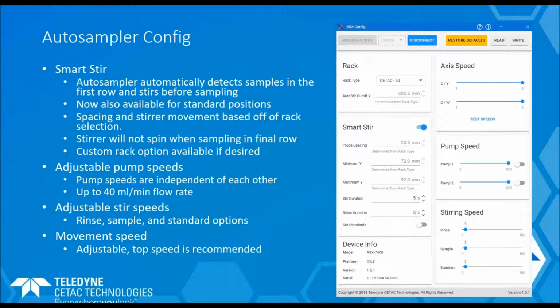On the right, you have your axis speed, so you can set how fast the auto sampler moves, how fast your pumps move, and the pumps, by the way, are independent of one another. So if you want to run one pump at 75% and the other pump at 12%, that's perfectly fine. You save that to the auto sampler, and that's how they'll run. The axis speeds and the pump speeds you can test from within this program to see exactly how fast they are. The stirring speed can also be set, and they're configurable with the different regions. So if you want to have different speeds for your samples, your standards, or your rinse, you can do so.